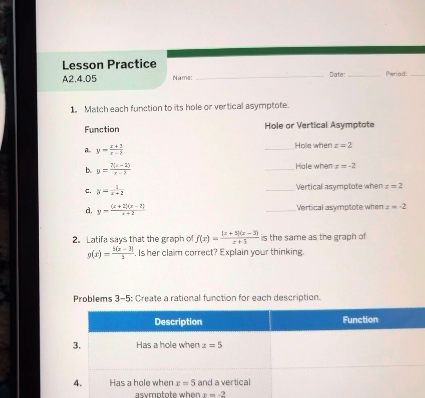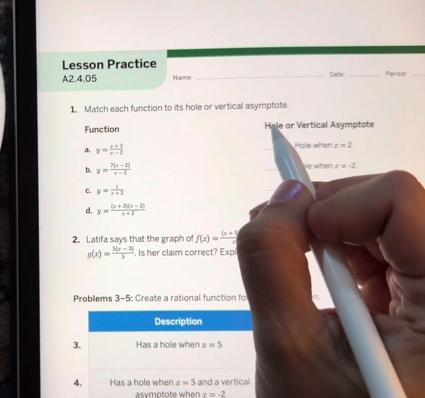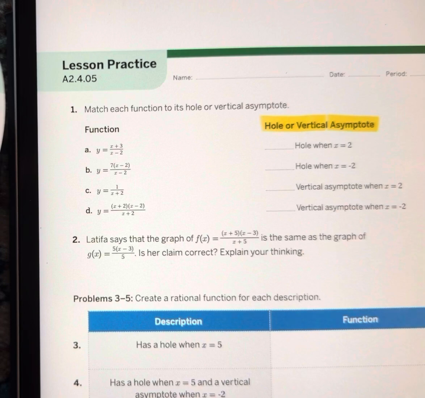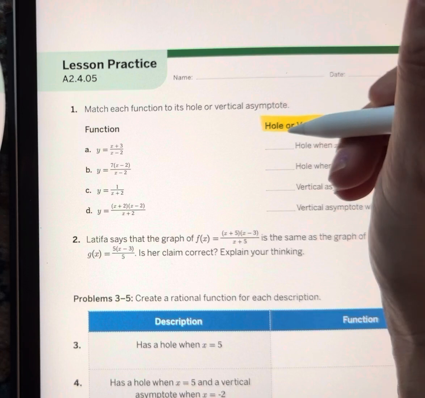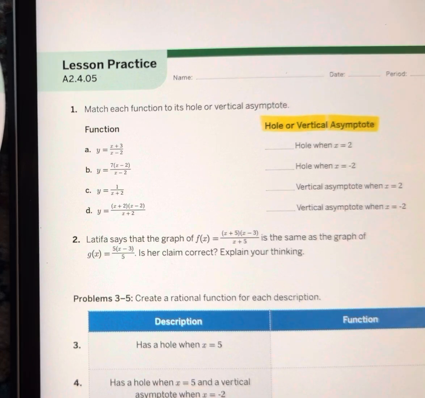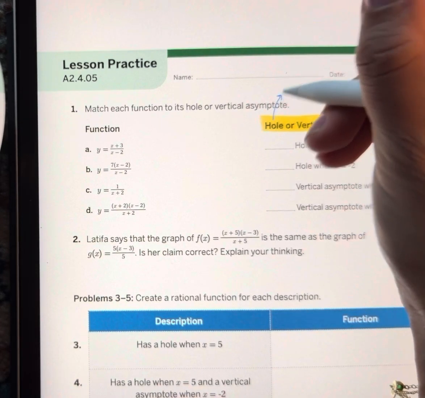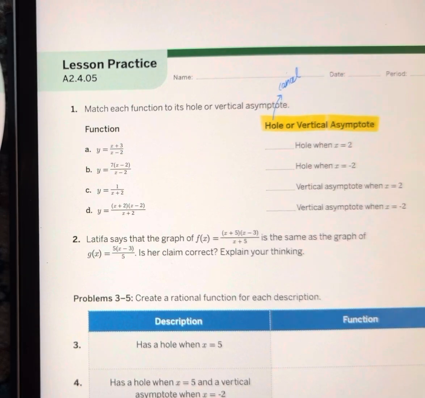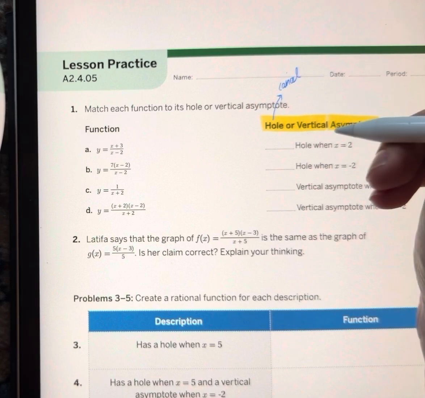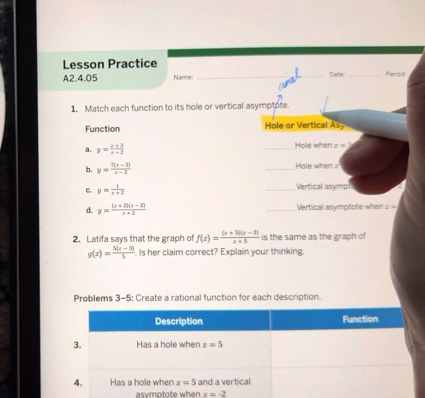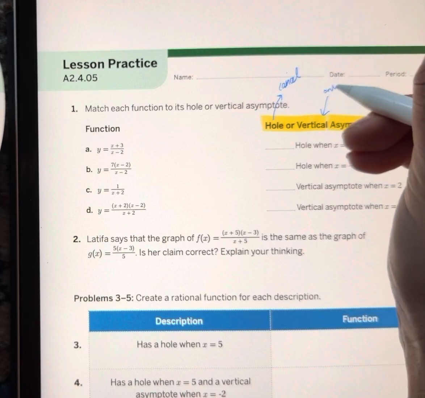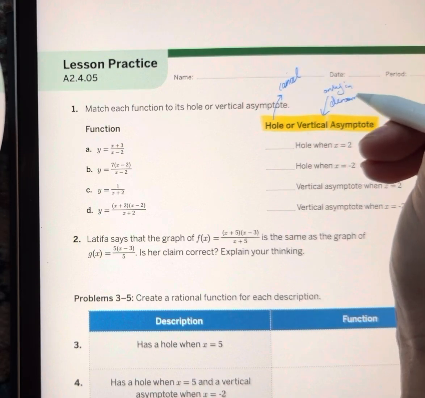Now let's see what's going on with 4.5 where we learn about holes. So this is a good one. Hole or vertical asymptote, all right? Here's the deal. If something is in the denominator, it can be a hole, it can be a vertical asymptote. The big question is, does it cancel out? Is it also in the numerator? Then it's a hole. Is it only in the denominator and not in the numerator? Then it's a vertical asymptote. Only in denominator. All right?